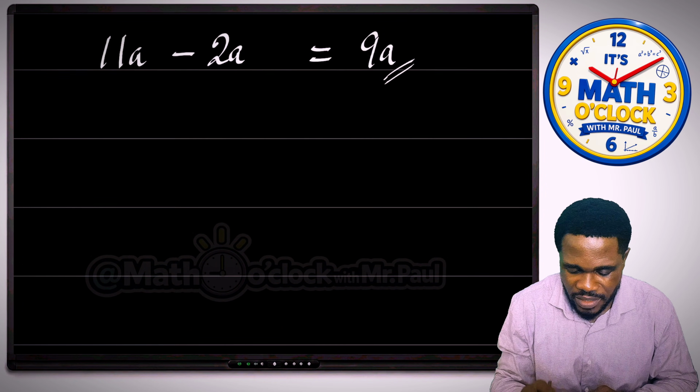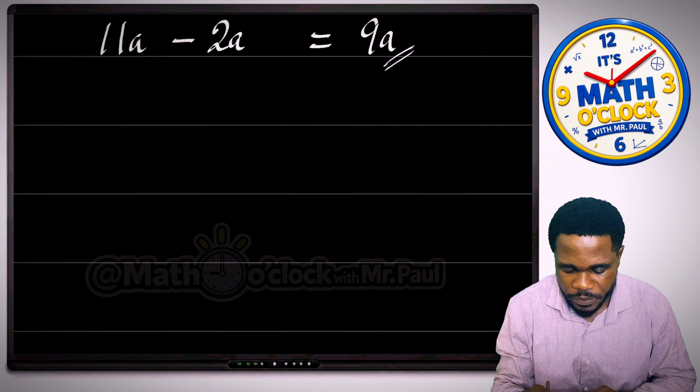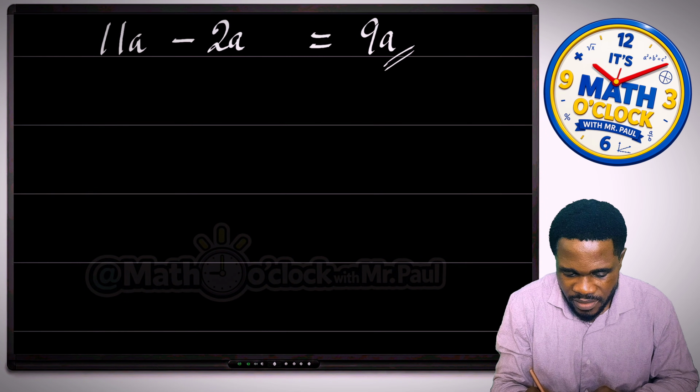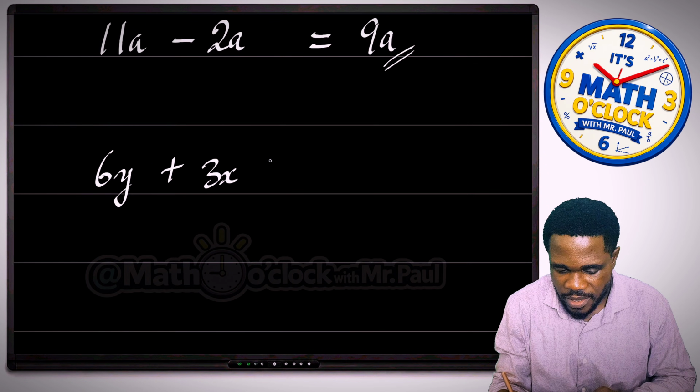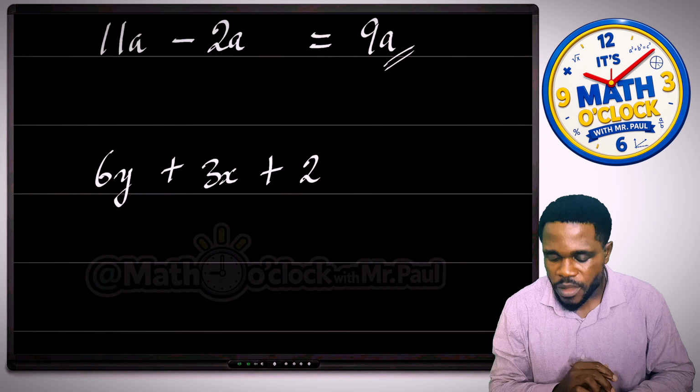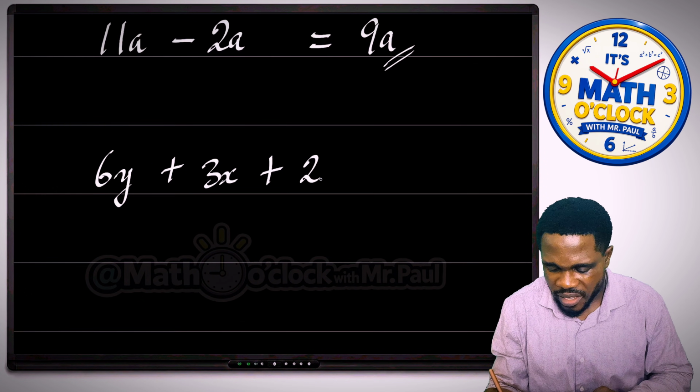Let's say we have another one which is 6y plus 3x plus 2y.